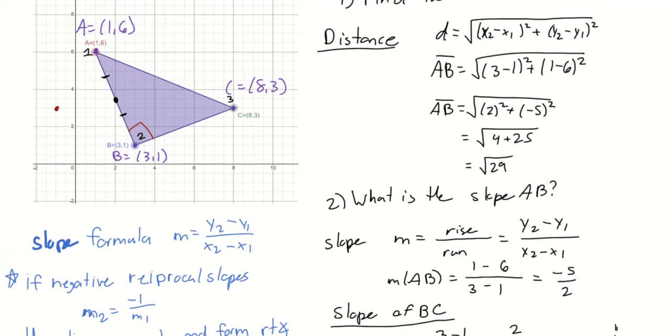Let's check it. What is 7 divided by 2 as a decimal? Yep. So I go 2 up 3.5. So that's exactly where that point was. Great, you found the midpoint.